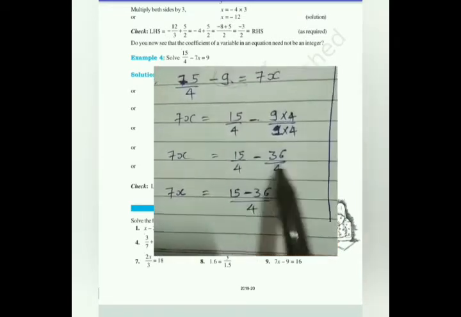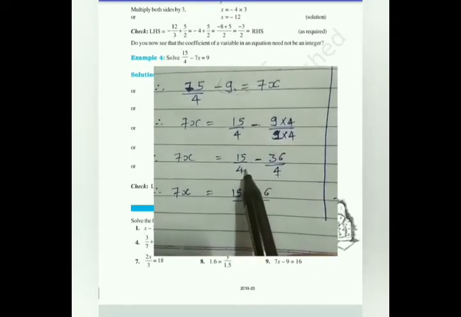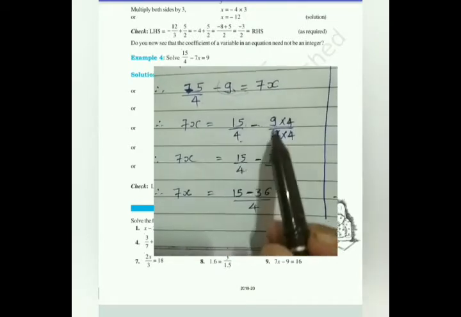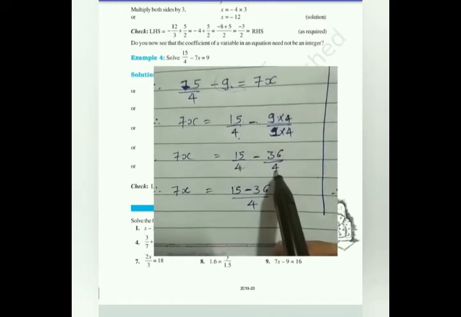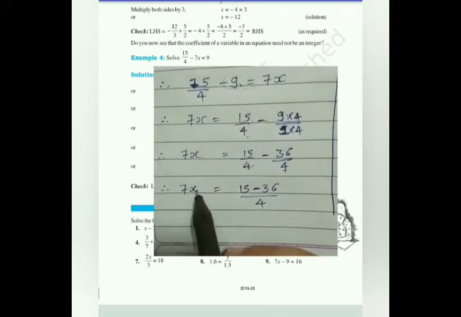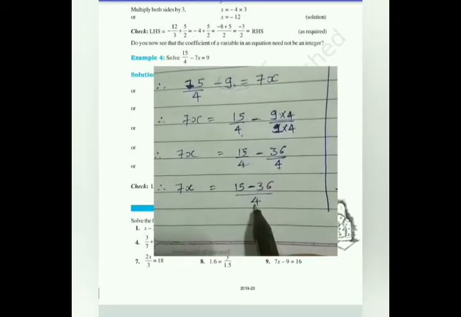So both terms have the same denominator. We have to make the denominators the same. Here 15 by 4 has 4 as a denominator, and 9 4s are 36, so 36 by 4 also has 4 as a denominator. So both denominators become the same. Therefore 7x is equal to 15 minus 36 divided by 4.